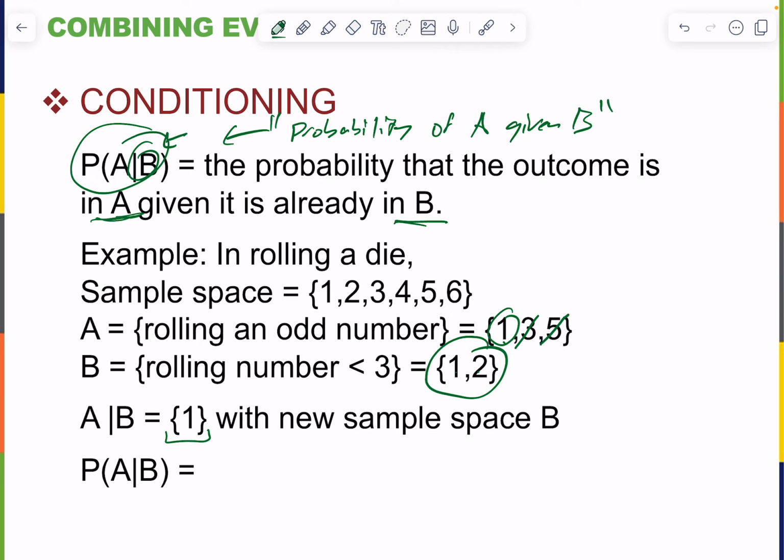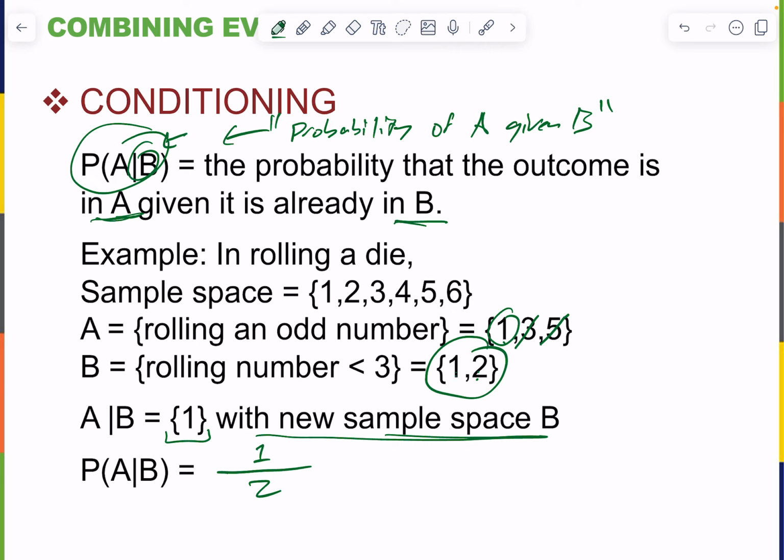Now, what's the probability of that? Okay, that is going to be, and the new sample space is B. So given B has occurred, the new sample space is either 1 or 2, and so that is 2 in size. There's only 2 possible outcomes given that sample space. Now, how many possible outcomes are in A? 1. Okay, so if we know that B has occurred, it's either a 1 or a 2.